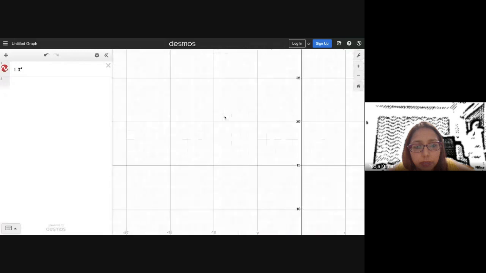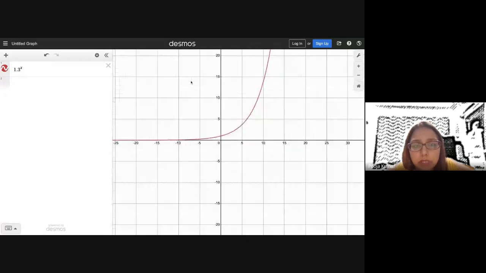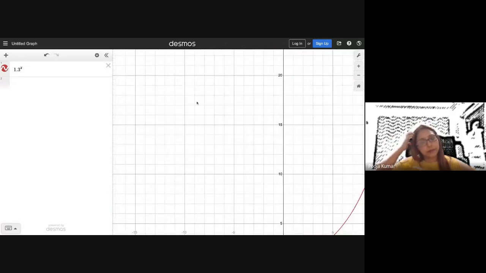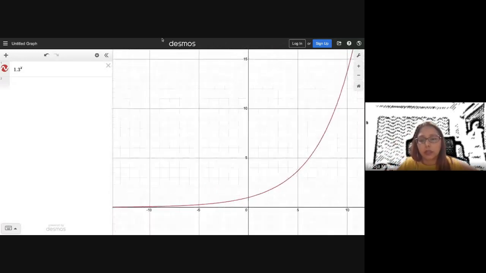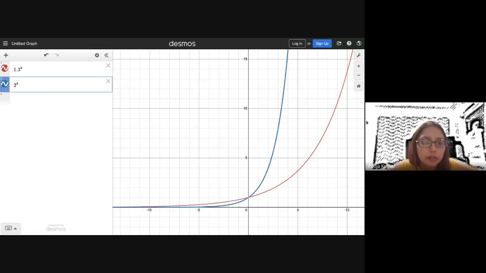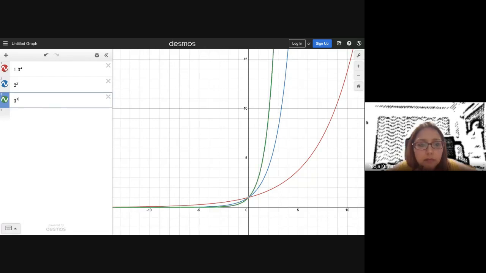Okay. So we did 1.3 raised to power x. Then you're supposed to do 2 raised to power x. Ariana, please do it. Then 3 raised to power x. Then 5 raised to power x. And then you will stop.